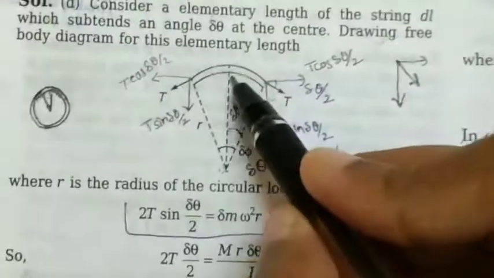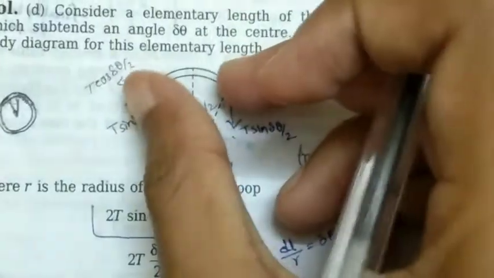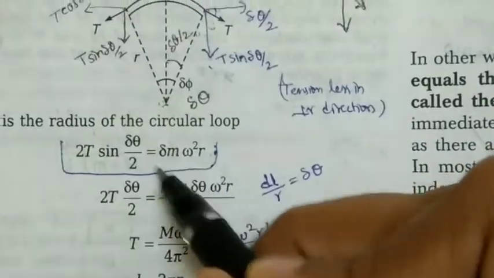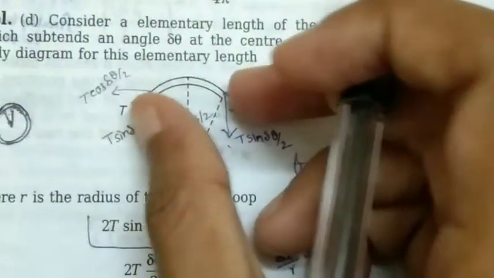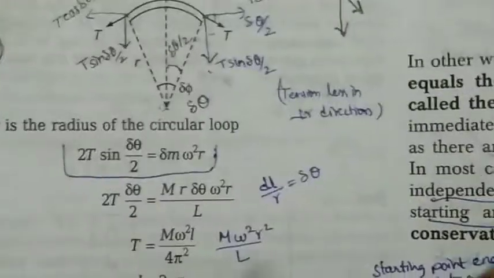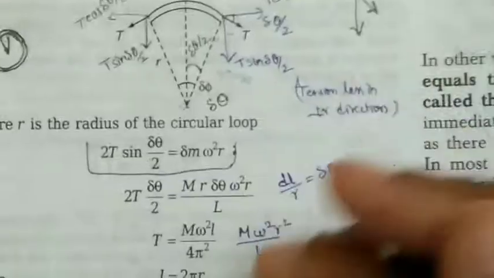And here, as we are taking only this dl length of the string, hence here mass is also delta m. As we are considering only dl length of the string, its mass is delta m, so delta m r omega square.